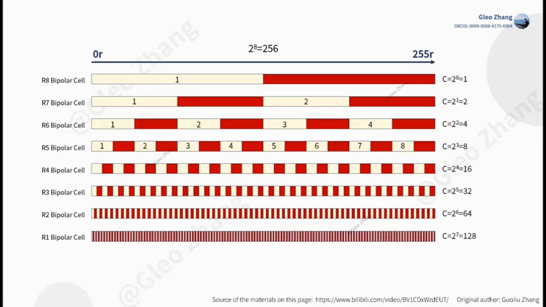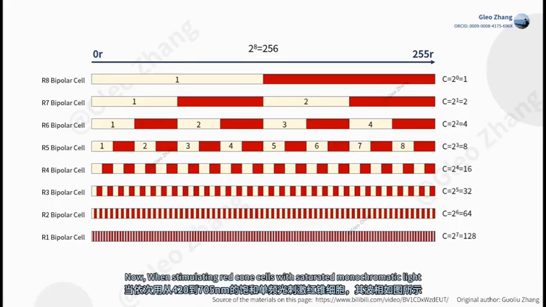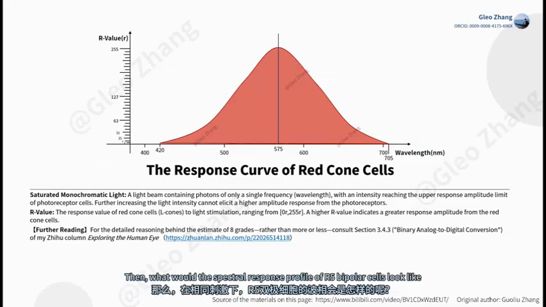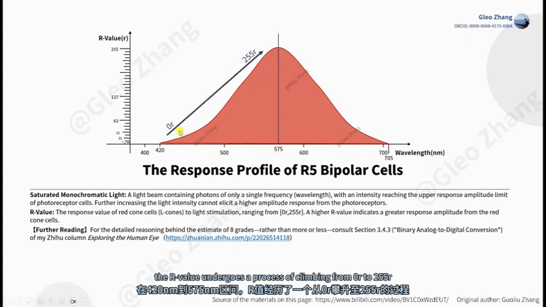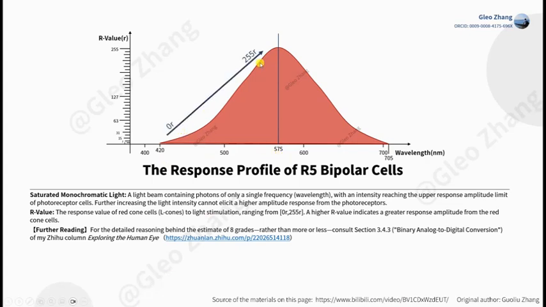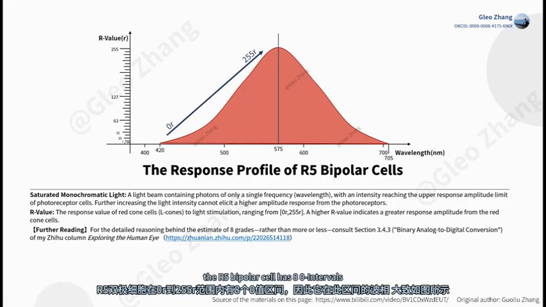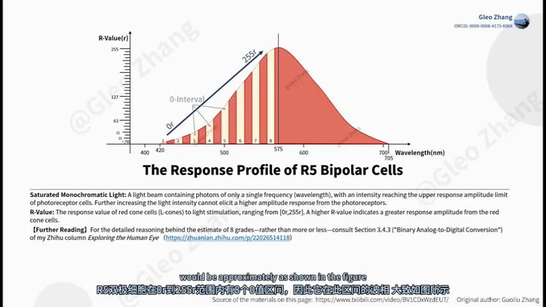Now, when red cone cells are stimulated with saturated monochromatic light from 420 nm to 705 nm, the spectral response curve is shown in the figure. Then, what would the spectral response profile of R5 bipolar cells look like under the same stimulation conditions? In the 420 nm to 575 nm range, the R value undergoes a process of climbing from 0R to 255R. As mentioned earlier, the R5 bipolar cell has 8 zero intervals within the 0R to 255R numerical range. Therefore, its response profile in this range will be approximately as shown in the figure.